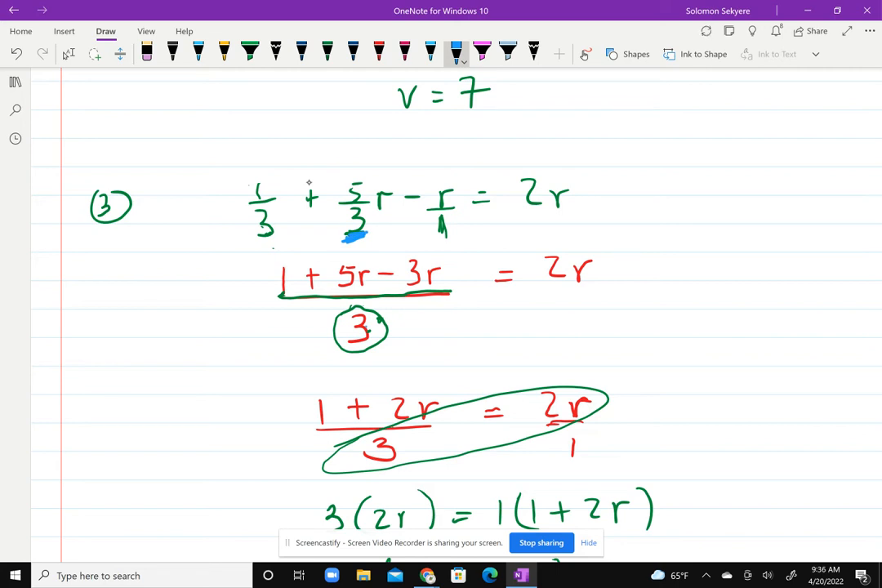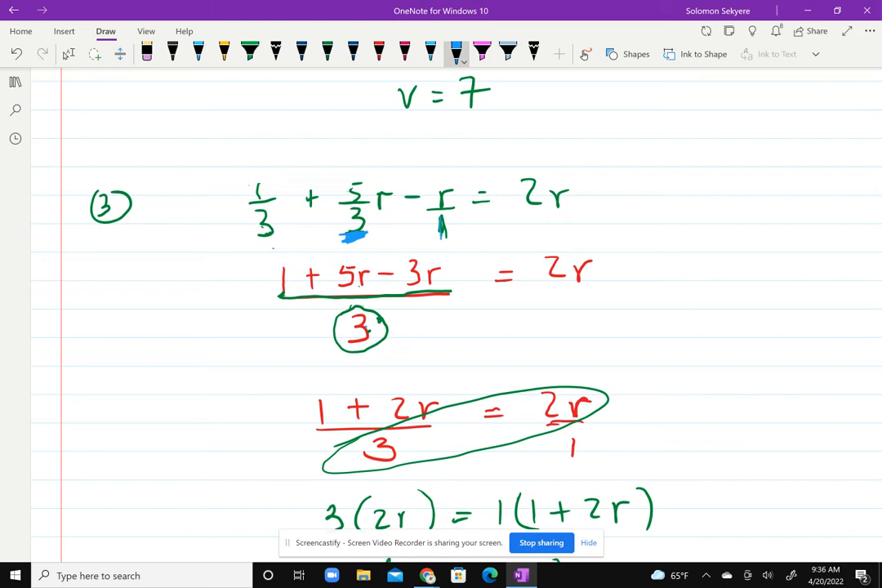1 times 5r is 5r. So we divide by the denominator, multiply by the numerator. So LCM divided by the denominator, multiply by the numerator. Okay, that's 5r. And then 3 again divided by 1. 3 divided by 1 is 3. 3 times the negative r is negative 3r.